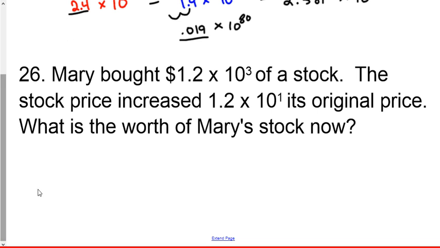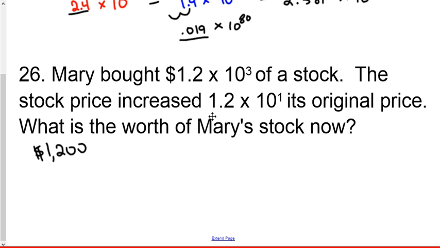When we take a look at number 26, that one's a little bit different. Mary bought some stock, and she had 1.2 times 10 to the third power dollars of stock. This one's a little bit easier to go to the standard notation. So here's 1.2, and we'd move it over 3 times. So basically, Mary had $1,200.